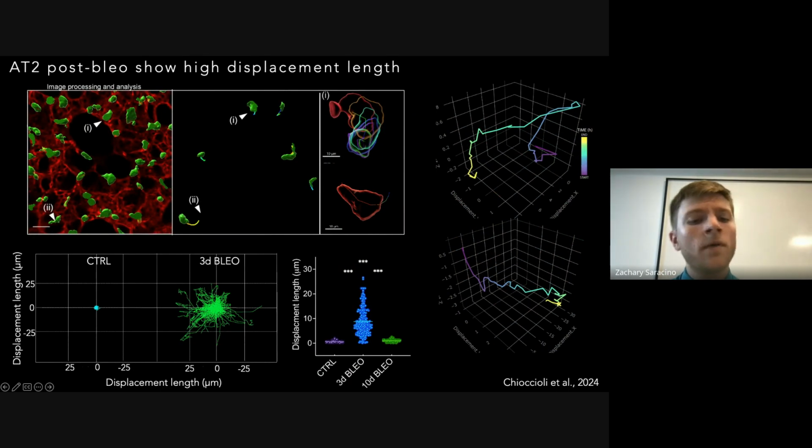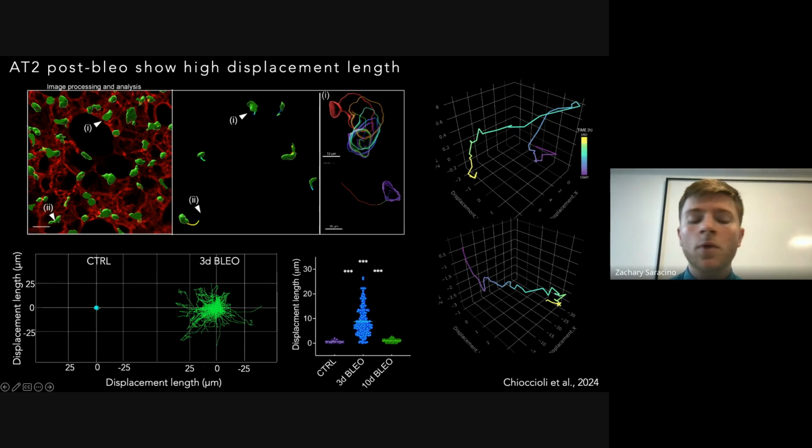And so I'm not going to go through all these data because they are published, but here you can see one of the most exciting AT2 cells going through a pore of Kohn. And so in this experiment, we used bleomycin, which, in case you didn't know, is a chemotherapeutic agent to induce acute injury to the lungs and damage AT1 cells. And so you can see in the control here that there's essentially 0 displacement on the bottom plot. Whereas at 3 days post-injury of bleomycin, you can see significant increase in displacement, which suggests that something is happening to the AT2 cells here to make them motile, potentially responding to the site of injury.